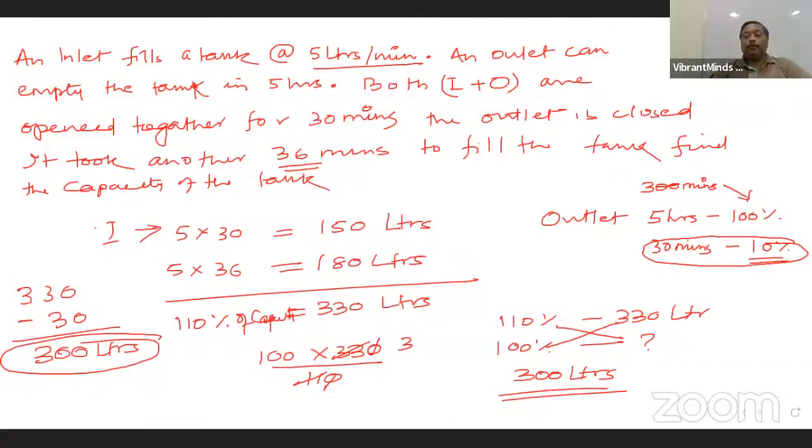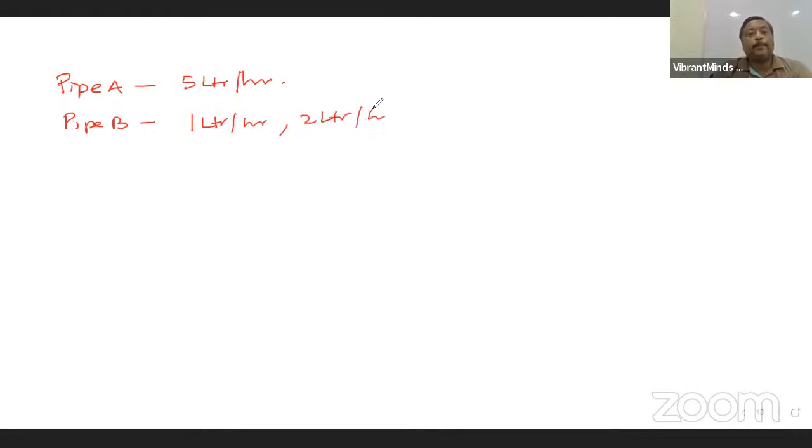Let's go with the next question. And the next question says, pipe A can fill a tank at 5 liters per hour. And pipe B fills another tank at 1 liter per hour, then 2 liters per hour, and then 3 liters per hour, and so on.